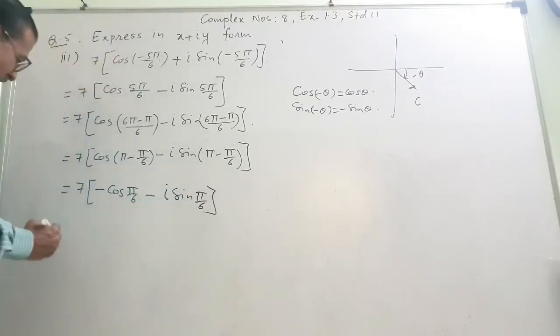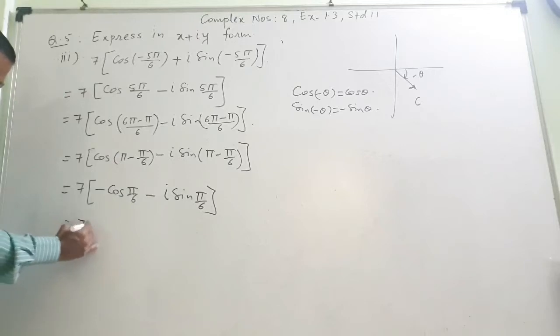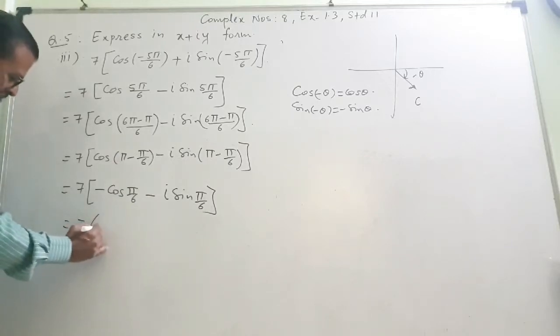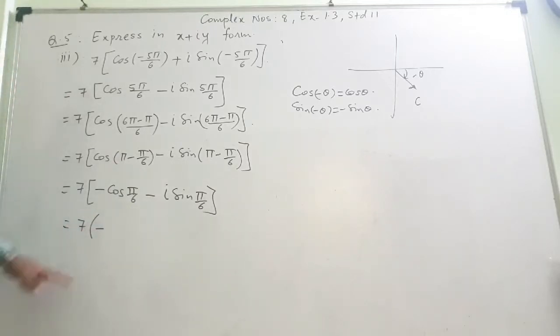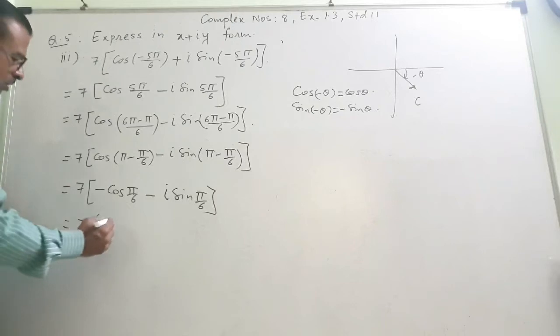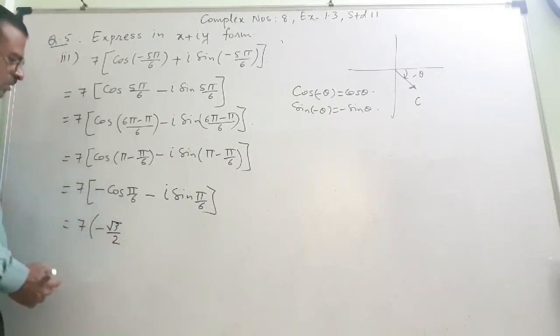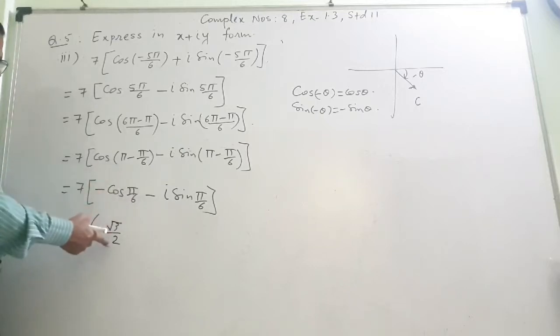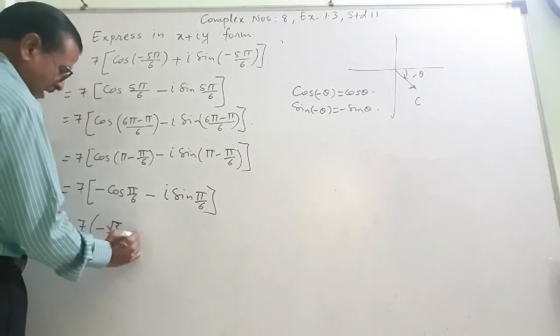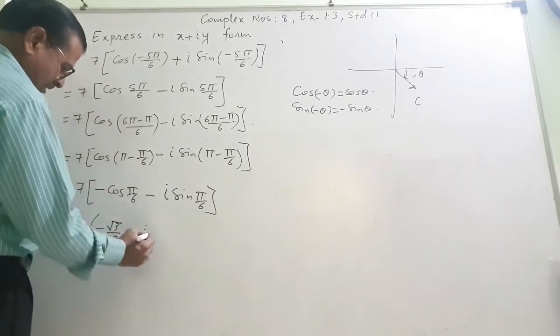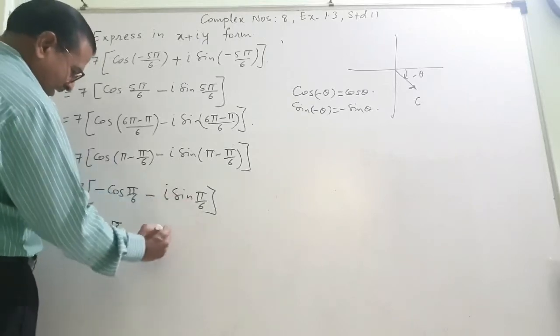So that is equal to 7 into minus of cos of pi by 6. What is the value of this? Cos of pi by 6 means cos 30. Cos 30 is nothing but sin 60, so root 3 upon 2. Minus i into sin of 30, which is half.